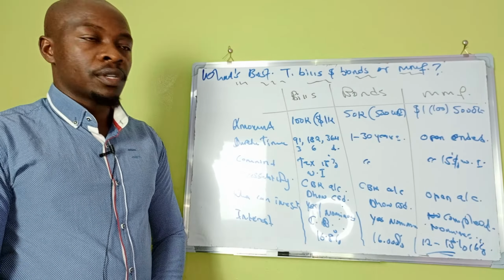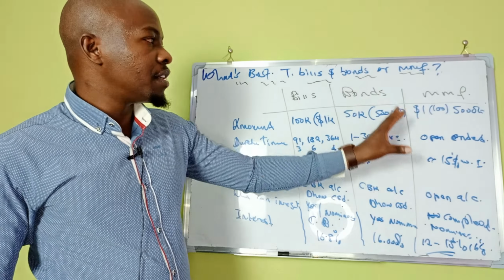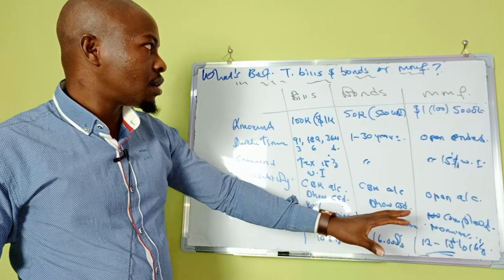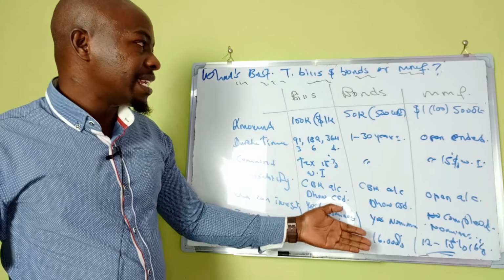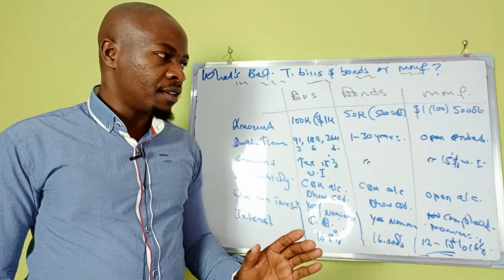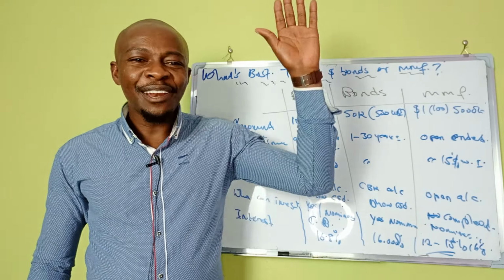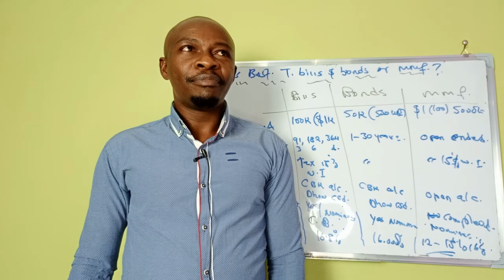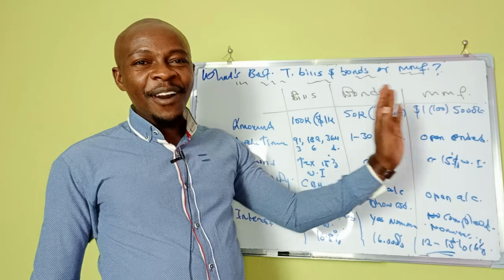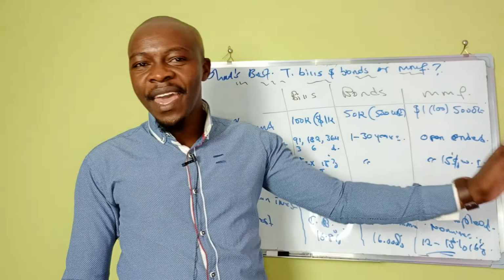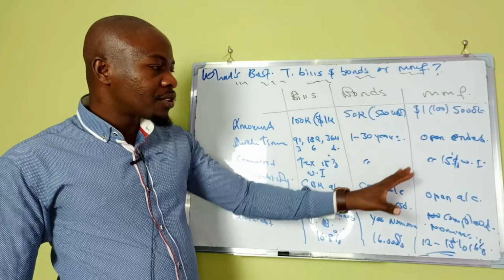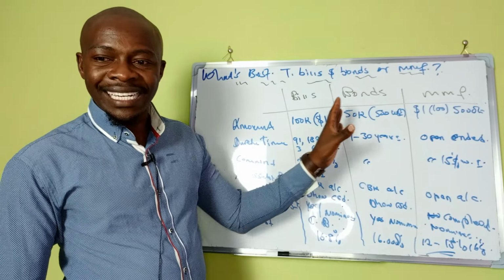Now, this is the question. I've given you the identity of the 3 things that you can invest in. Now, which one is the best? Because I know that is the title of the video. I've already answered that question, because I cannot tell you, hey, bond is the best, or money market fund is the best. No, it's based on the identity, based on how I've described them.